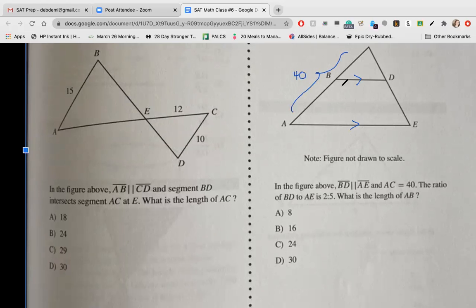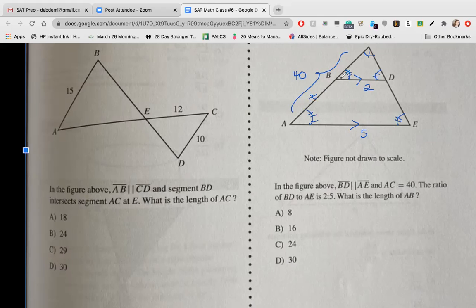And the ratio of BD to AE is 2 to 5. Yikes. What is the length of AB? Now, these triangles are similar because they both share the top angle. Since these are parallel, this one's going to be the same as this one, and this one is going to be the same as this one.